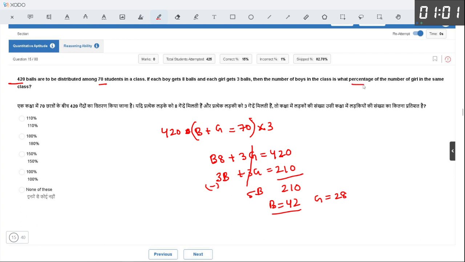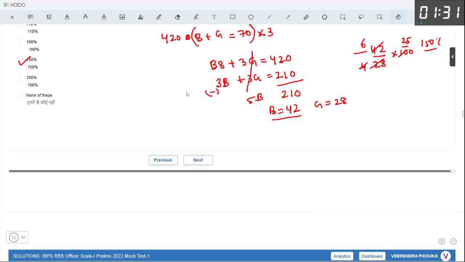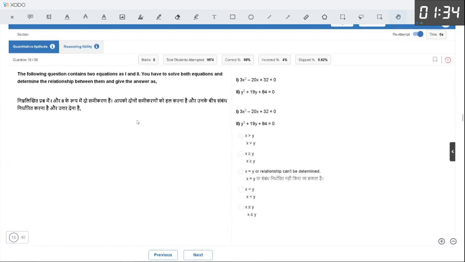So what percentage is the number of girls? Number of boys in the class is what percentage of the number of girls? So what percentage? 42, 28. Right. Don't cancel with 2 or 4. You have big numbers. So 7 sixes are 42, 7 fours are 28, 25 sixes are 150 percent. To solve, cancel with the big number so that you can save time.